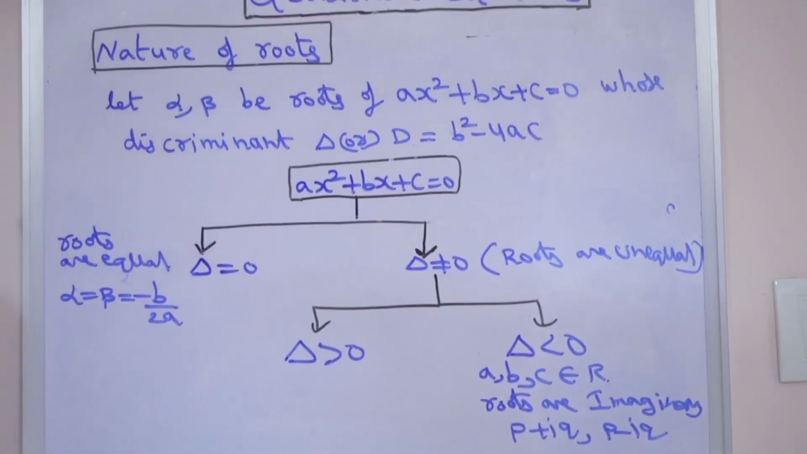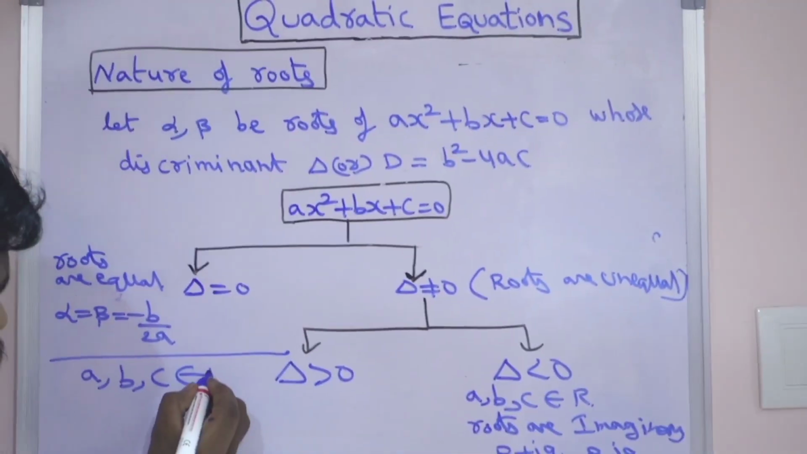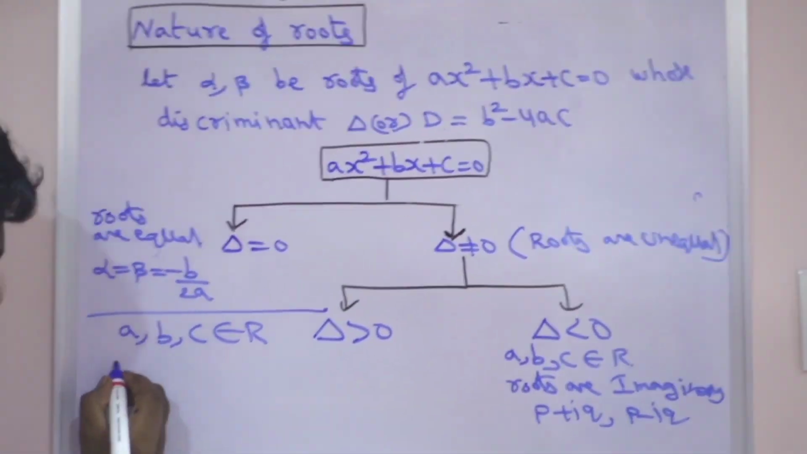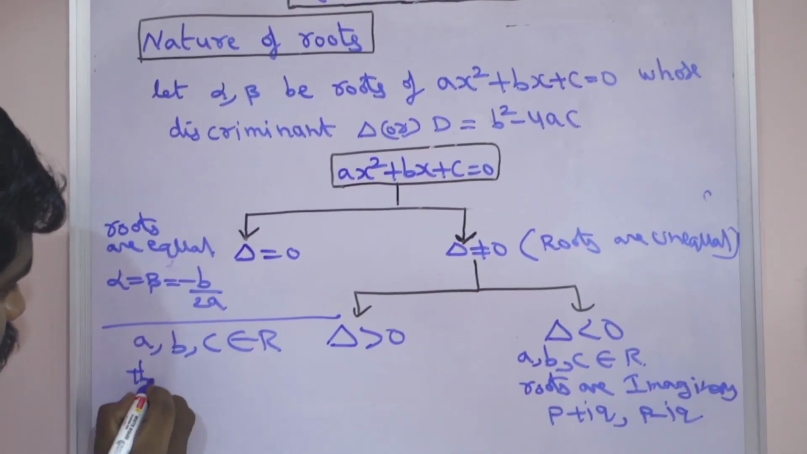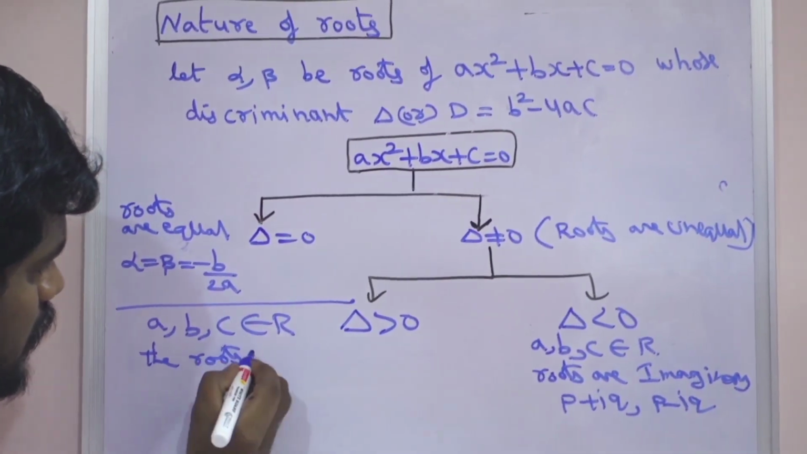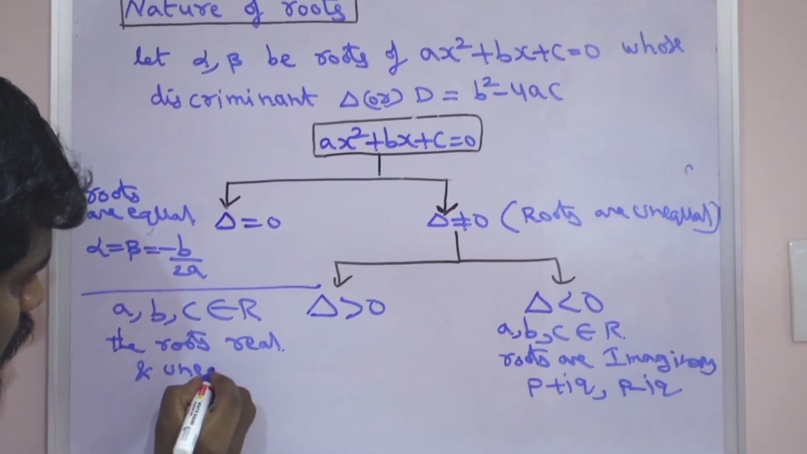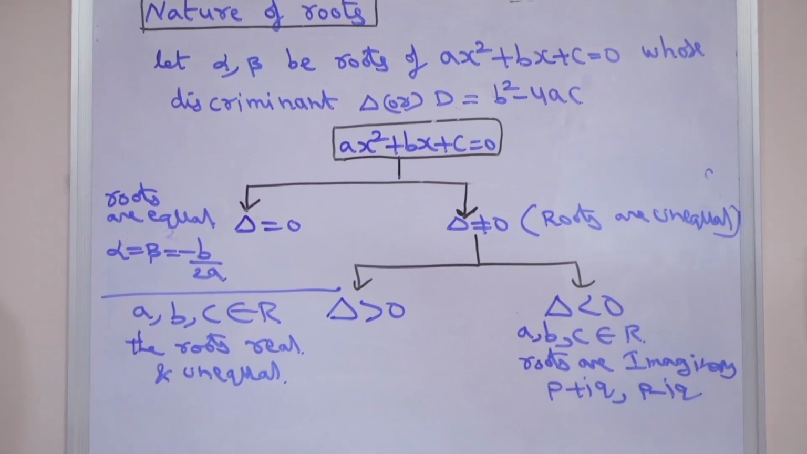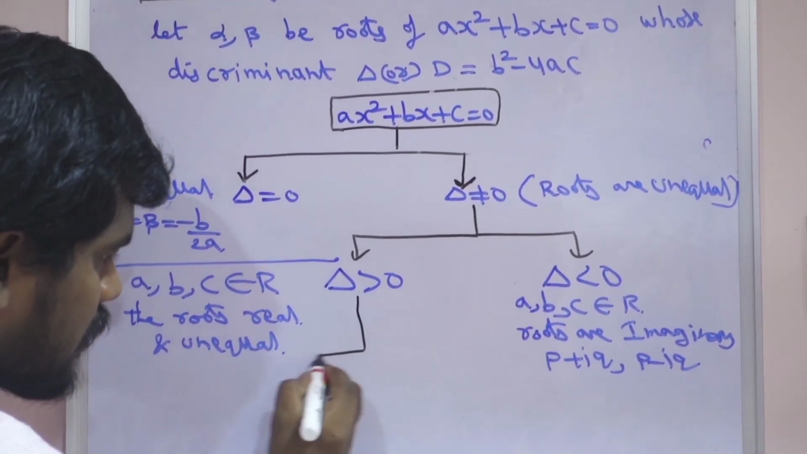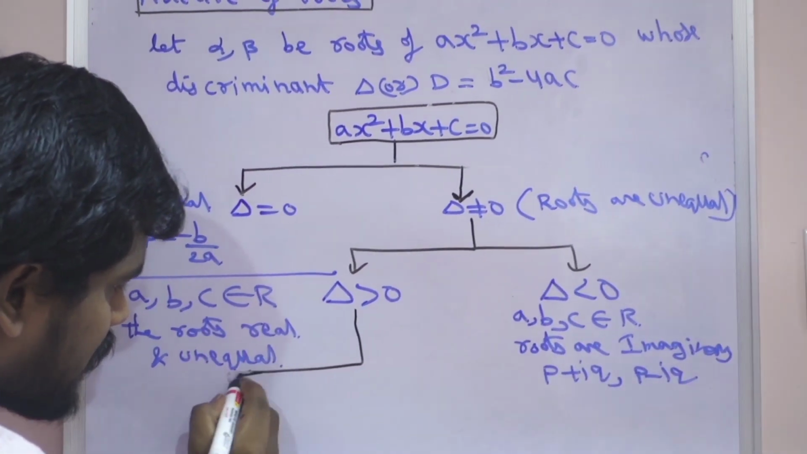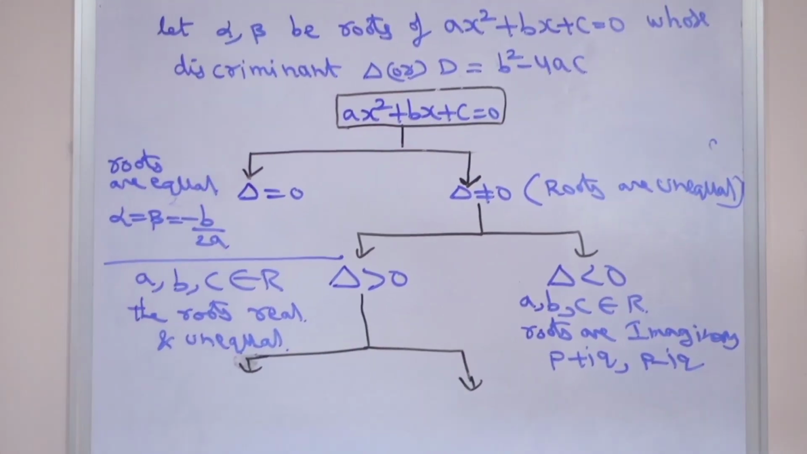And for delta greater than 0, I am taking a, b, c belong to real numbers. Then the roots are real and unequal. And once again, this delta is divided into two parts: delta is a perfect square and delta is not a perfect square.